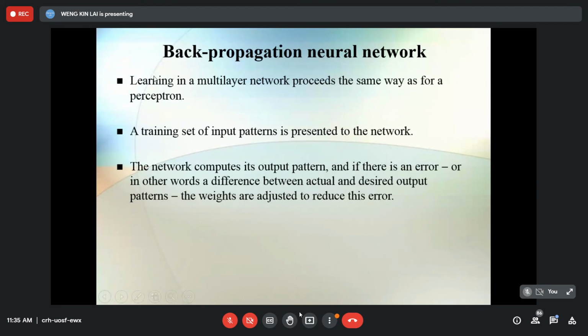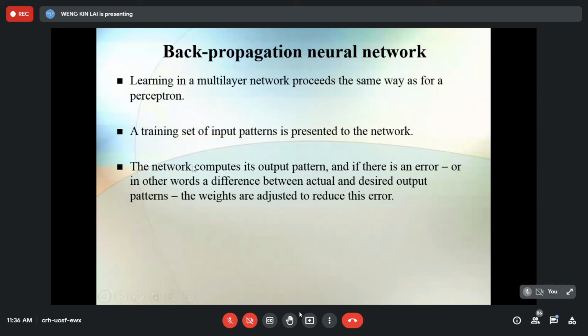The good news is that learning in a multi-layer network proceeds the same way as for a perceptron. Same concept, as you see in the next few points in this slide. There's no change; we still basically do the same thing to train the network. First of all, a training set of input patterns is presented to the network. We show the network the set of inputs, what you want the network to learn.